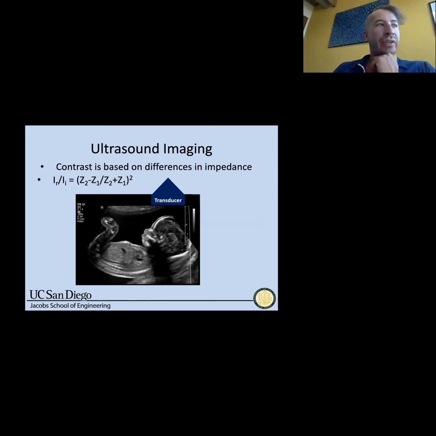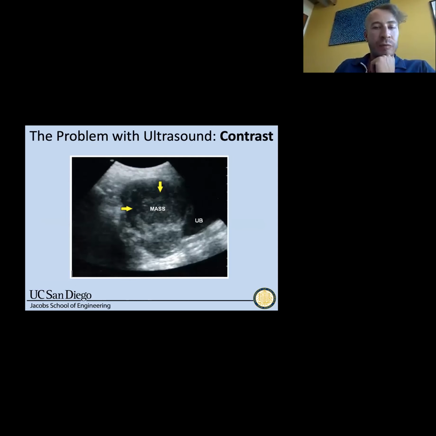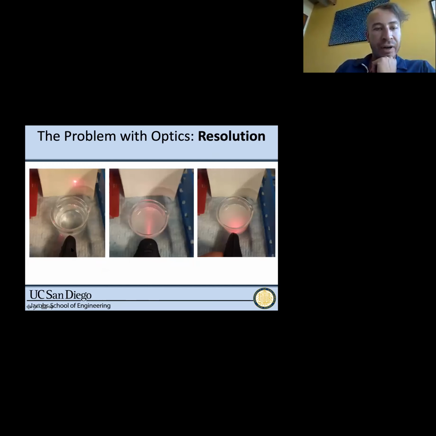Well, one way to do that is to use an optical approach, right? Optics tends to have pretty good contrast. So here I have a laser pointer, I'm shining it through a beaker of water, and I have a lot of signal right here, right? And not a lot of signal on either side, okay? So this has a really, really high contrast when I shine this laser pointer through water.